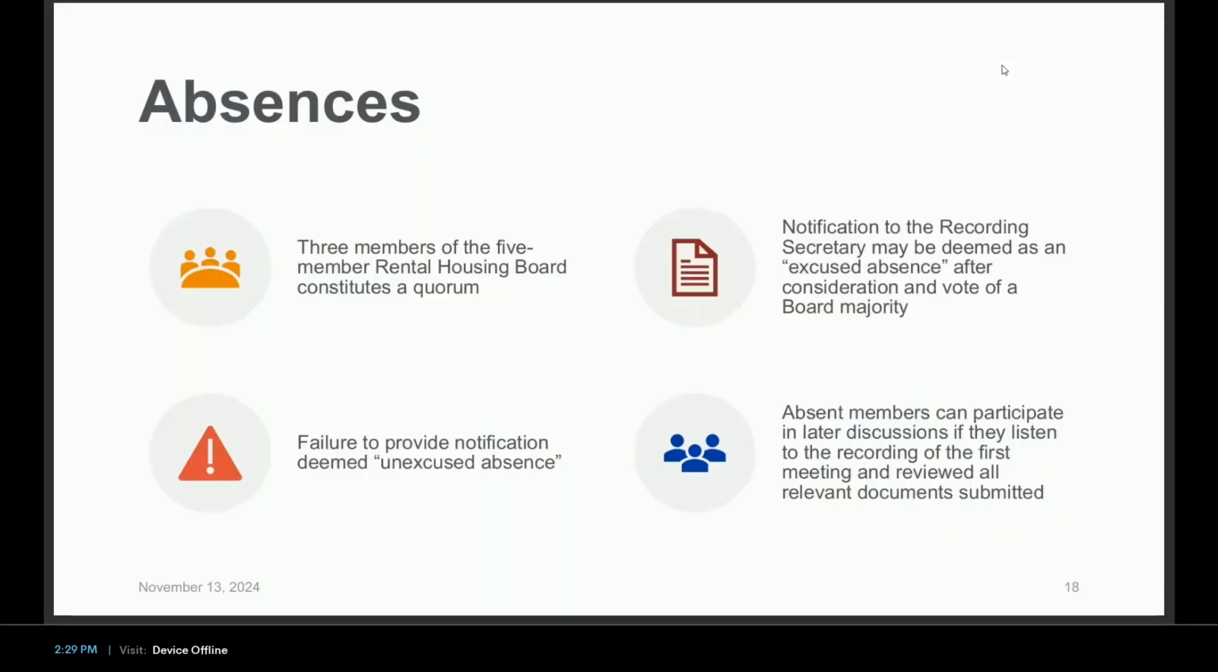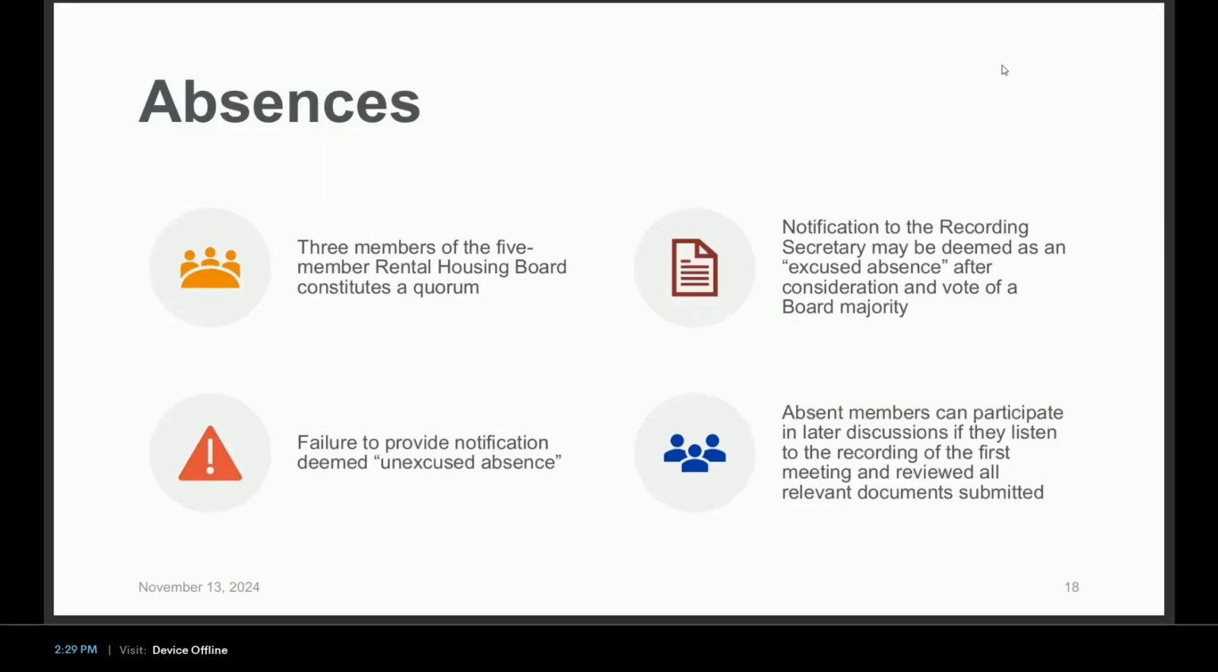Absences. Periodically, we can't attend meetings, and it's either an excused absence or a non-excused absence. So it's really important, if you cannot attend a meeting, to please make sure to let the secretary know in advance, because those are typically known as excused absences. Failure to notify the secretary constitutes an unexcused absence.